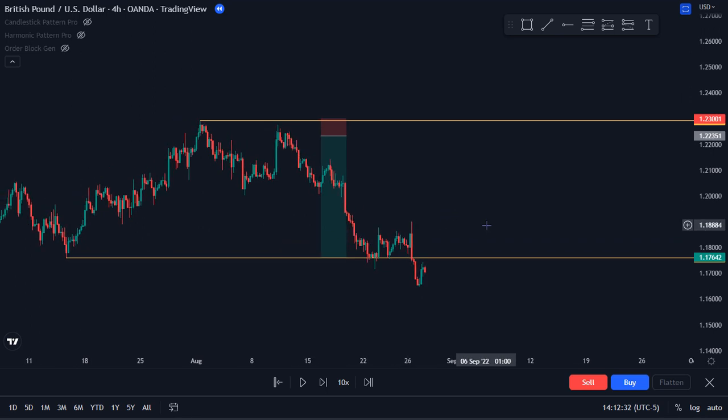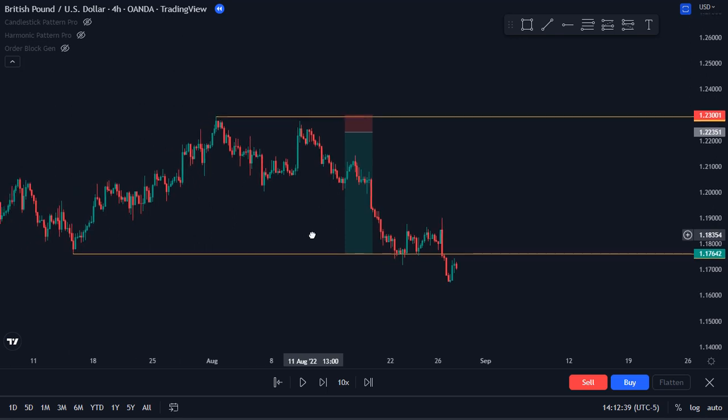So anyway, that's just a quick example here at the British pound US dollar chart with these three indicators, and how we could have gotten into this sell entry with this retracement here.